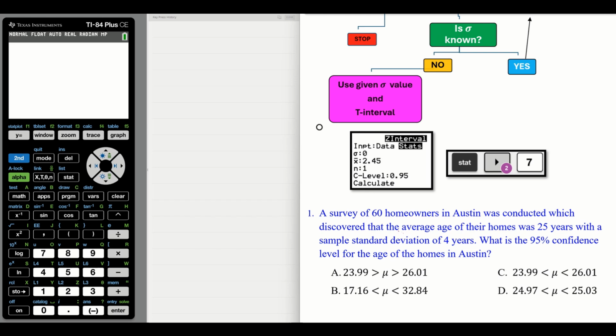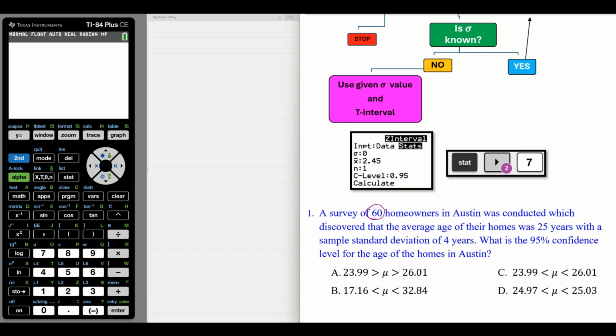Number 1, a survey of 60 homeowners in Austin was conducted, which discovered that the average age of their homes was 25 years with a sample deviation of 4 years. What is the 95% confidence level for the age of the homes in Austin? We're talking about that particular area. So what are we looking at?